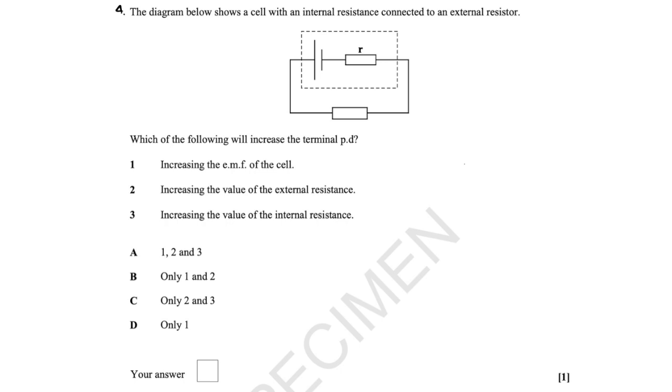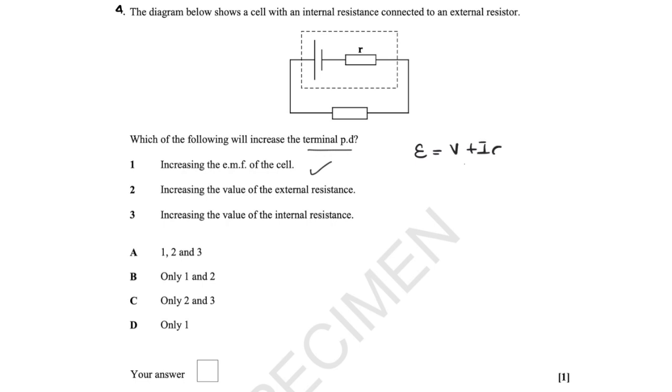And I have question number 4. The diagram below shows a cell with an internal resistance connected to an external resistor. Which of the following will increase the terminal potential difference? So the EMF of the cell increasing, yes, it will, because if there are more volts to begin with, there are more volts across the terminal. So that is true because that's the equation.